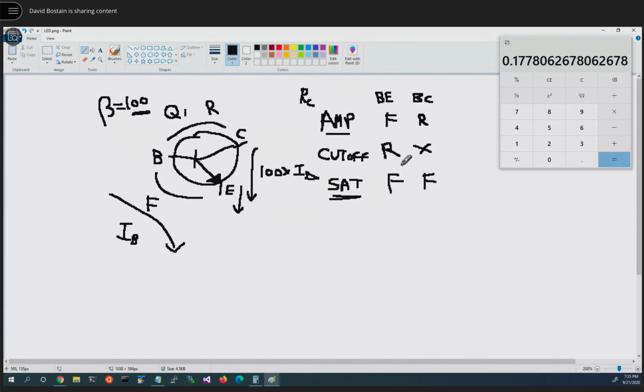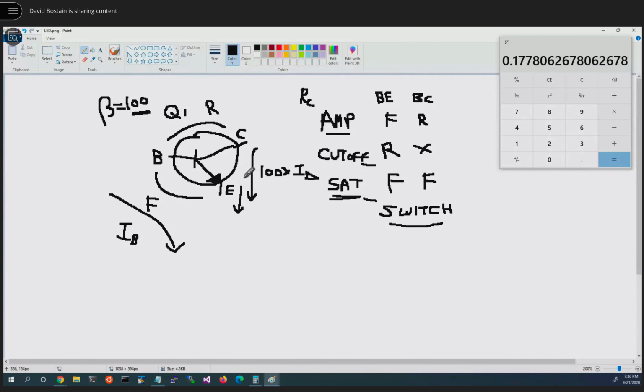So if we operate between cutoff and saturated, we operate like a switch instead of an amplifier. And in most computer applications, if we're digital, we want to operate like a switch. So we'll want to ensure that either we're cut off, meaning we're reverse biased, or forward biased so low that we can't turn on the diode, or we're saturated, meaning it's turned on sufficiently to turn on, for example, an LED.